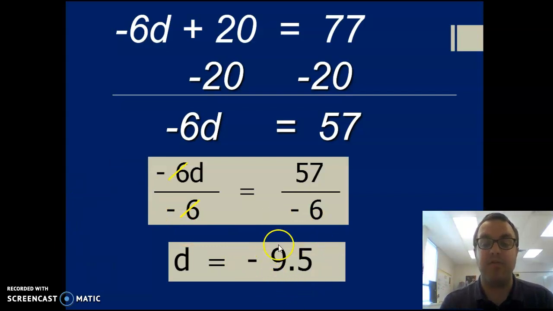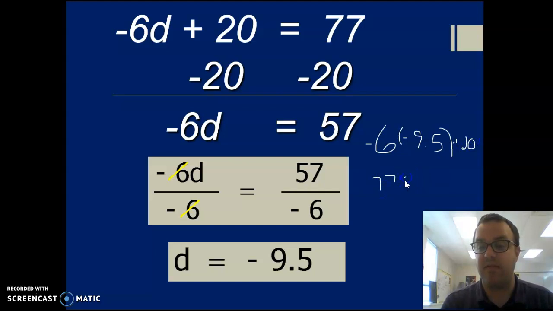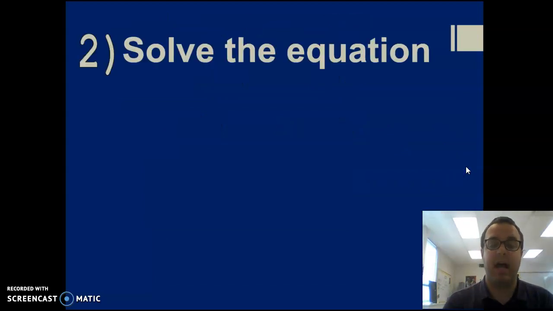Take this -9.5, put it back in for D up here, and make sure that when I do -6 times the -9.5, and then I add 20 to that, I should end up with 77. And luckily enough for me, when I do that, I will in fact get 77. So, okay, 77 equals 77. I'm good to go. My check step worked out. Make sure you do that check step every time.